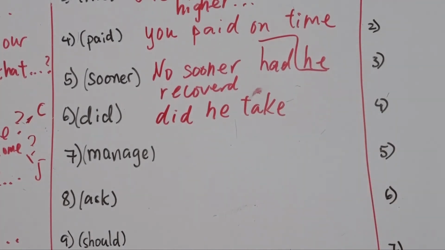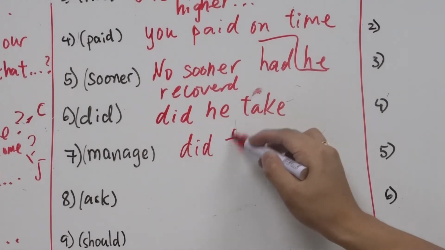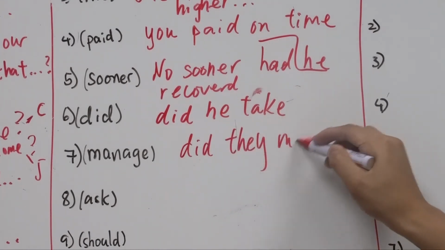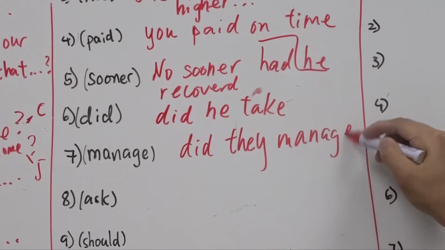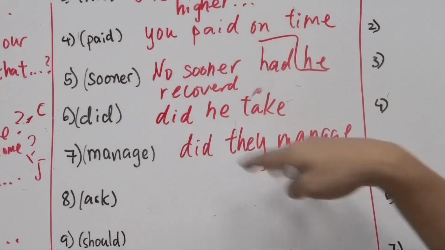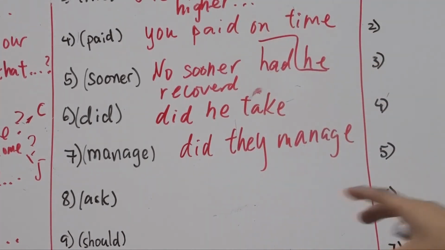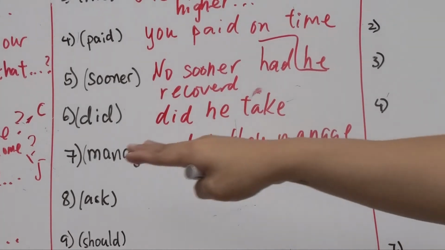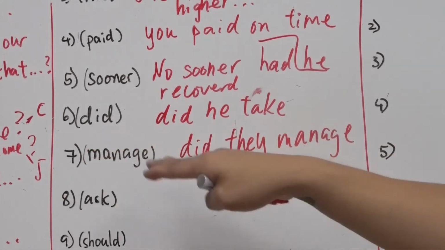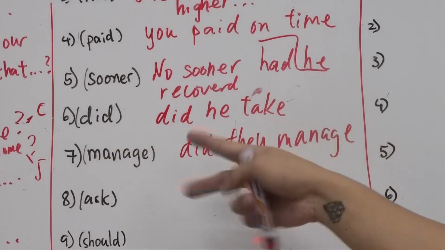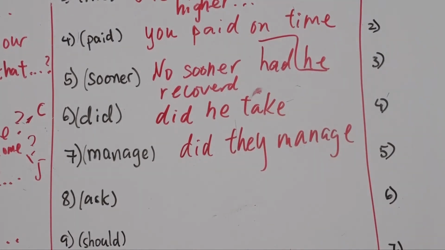Can you try and tell me the answer? It's similar to this one. Did they manage? Very good. Did they manage? Again, this is not the inversion of a simple subject and a simple auxiliary verb, but the subject, the phrase, the whole phrase that comes at the front of the sentence. They switched it.